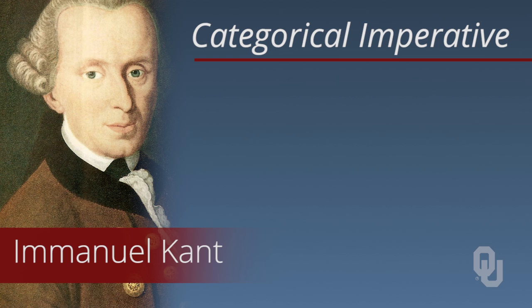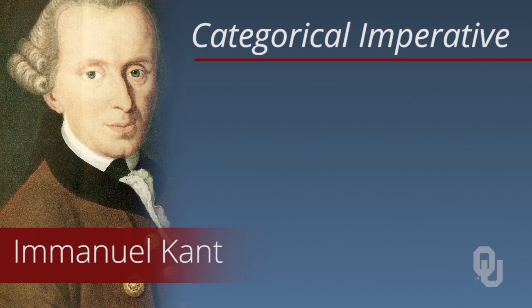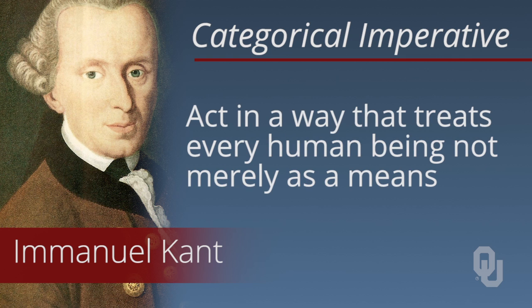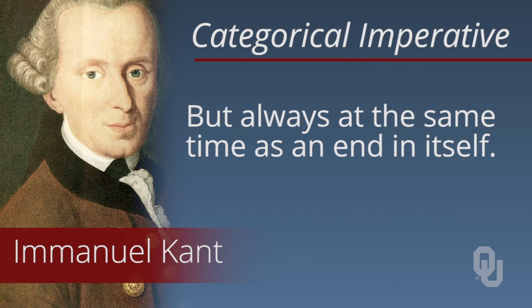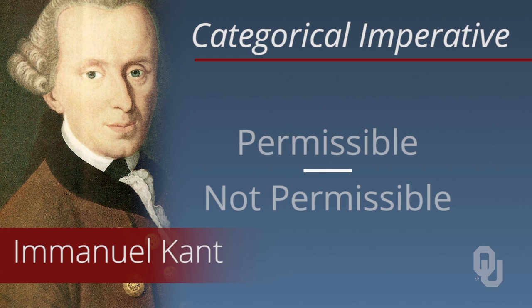Kant's categorical imperative is the ultimate moral principle in the other major act-based theory in modern ethics. One important form of that principle says to act in a way that treats every human being not merely as a means, but always at the same time as an end in itself. Respect for rationality in each person draws a line between what is morally permissible and what is not.